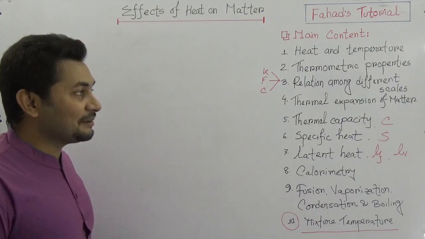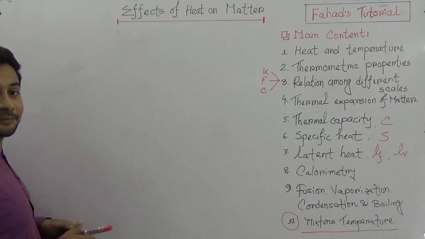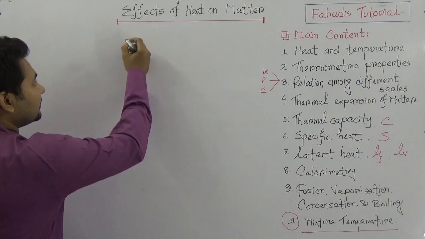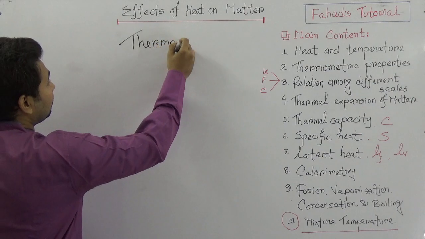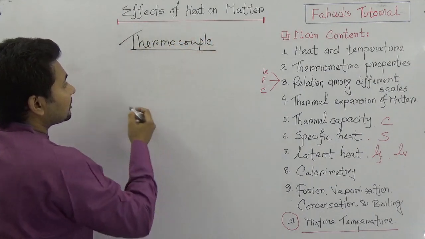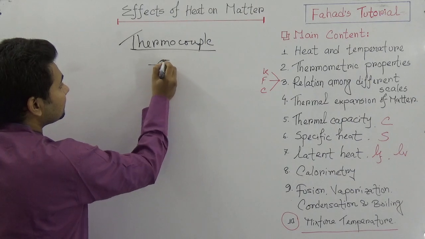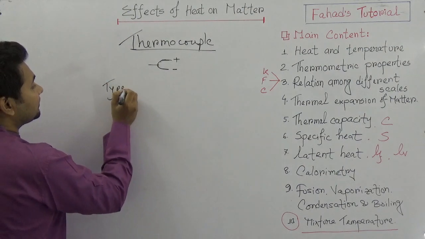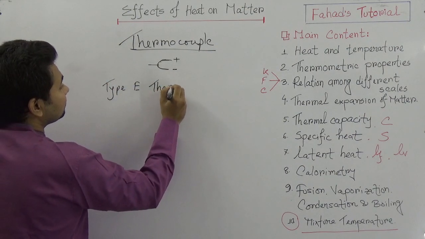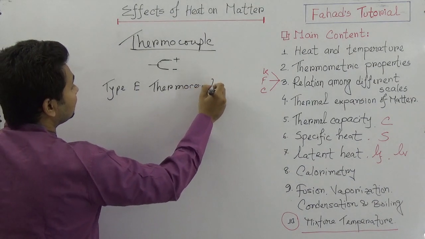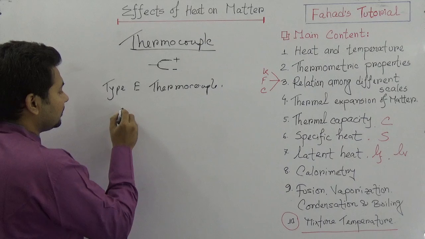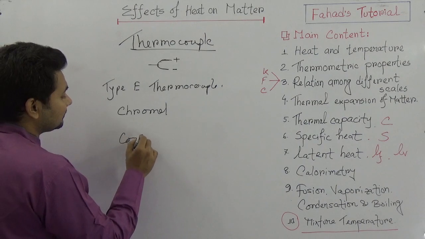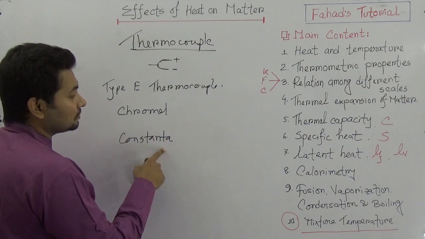Now think about thermometric properties like resistance also, because one important thing is the thermocouple. In a thermocouple, there are two legs, positive and negative, two different types of metal. In the case of a type E thermocouple, two legs will be used. Number one is chromel as the positive leg, and constantan is used as the negative leg.